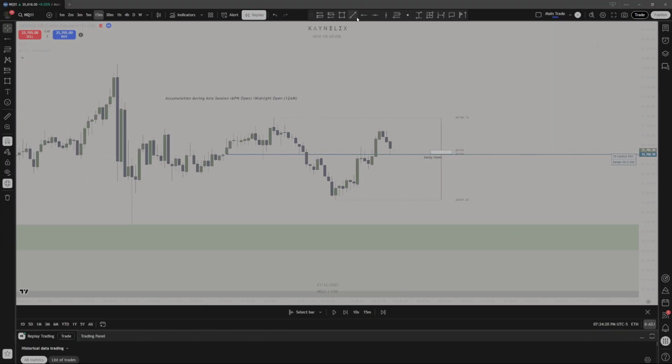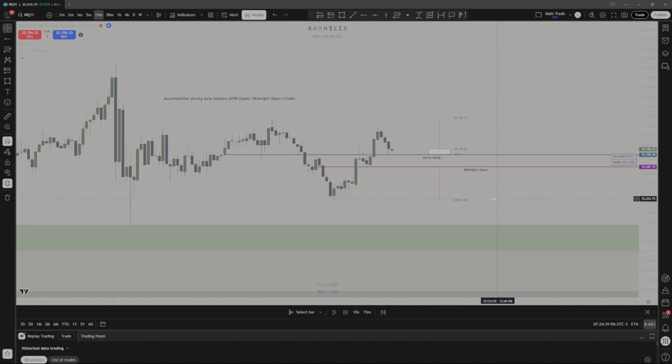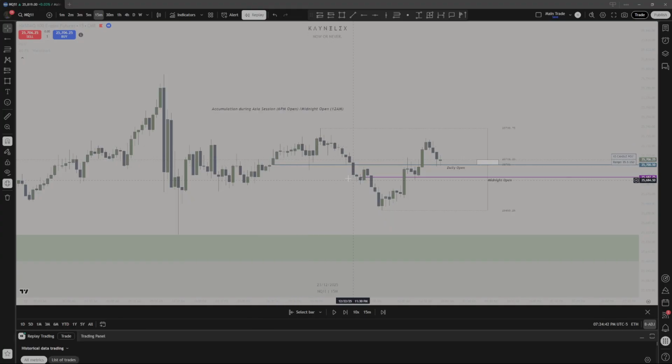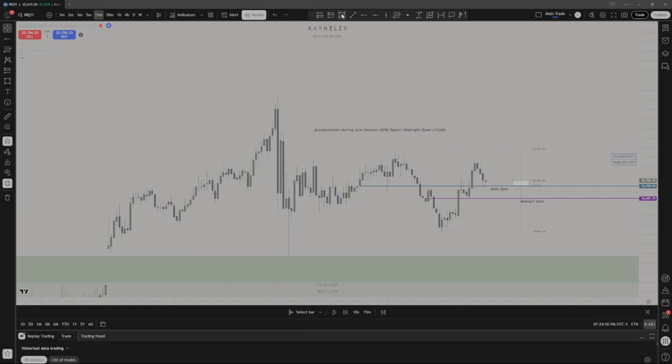Now we mark out the midnight open. Midnight open would be right here. Mark it out. Sorry, my hands are fucking cold as shit. So midnight open. What you want to do is look for the power of 3 around these two times, around midnight open and daily open. As you can see, accumulation started around this area. I mean, this power of 3 already played out, so this would be our accumulation.